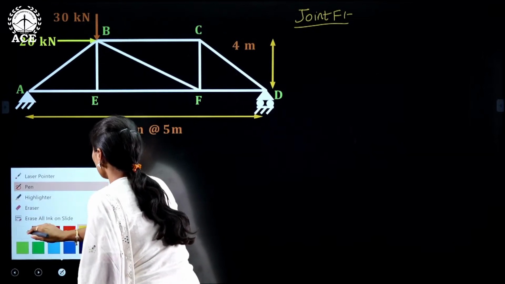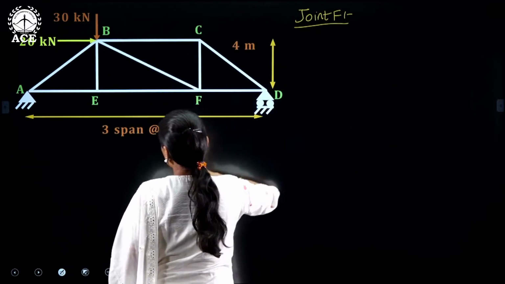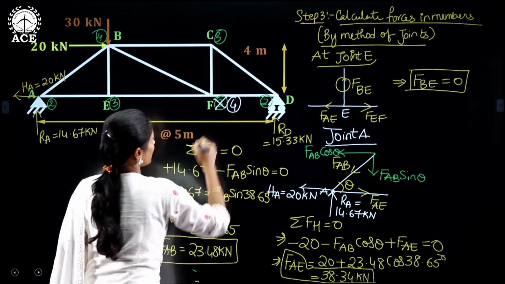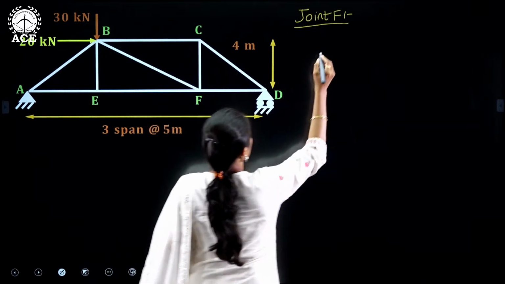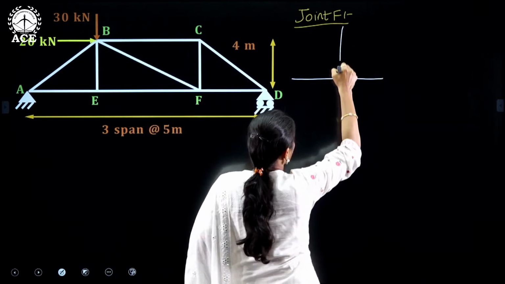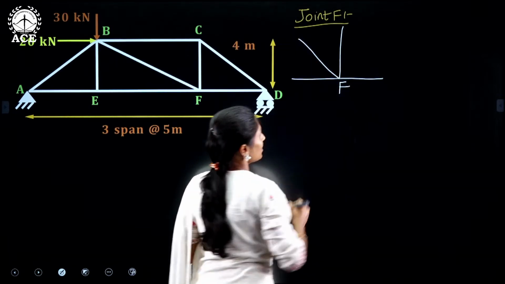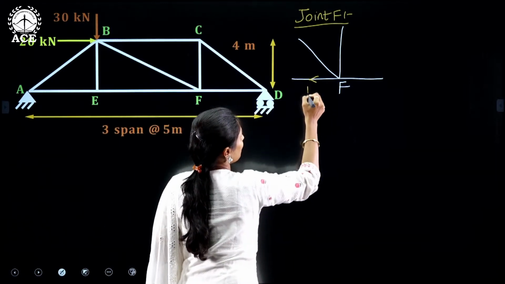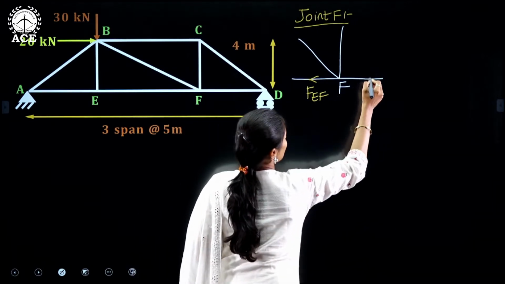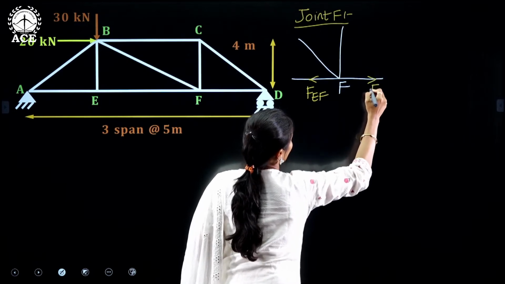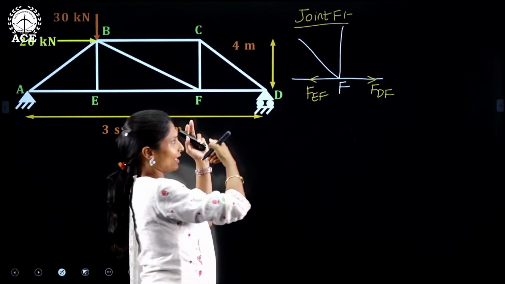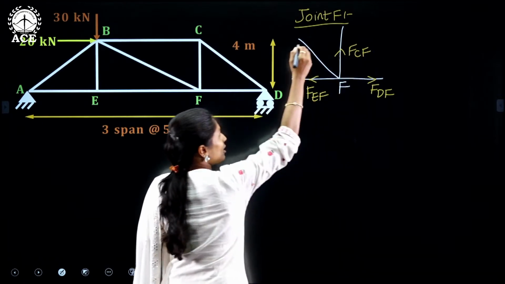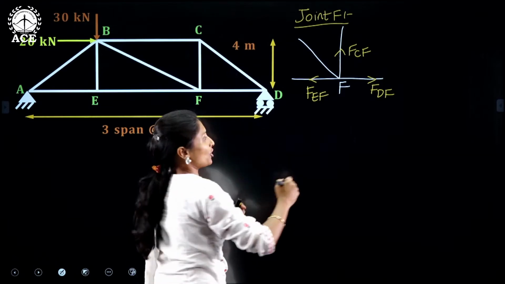At joint F, how many members are meeting? There are 4 members meeting at joint F. So previously I have written 3, that is wrong. 4 members are meeting at this joint. So this is the joint F. And now I am assuming the force in the member EF to act away from the joint. Already we have calculated the CF force, right? It is also acting away from the joint. FCF. So, the last member BF force should act towards the joint.